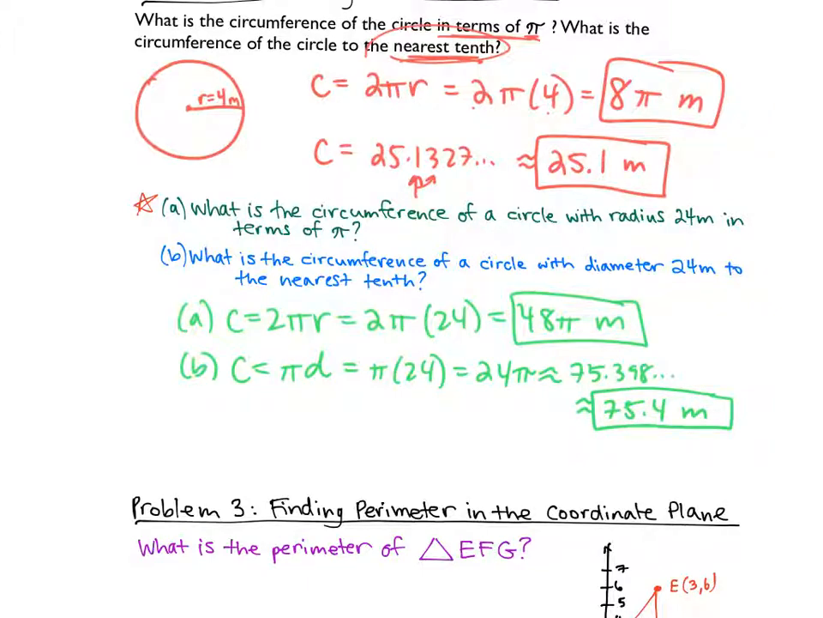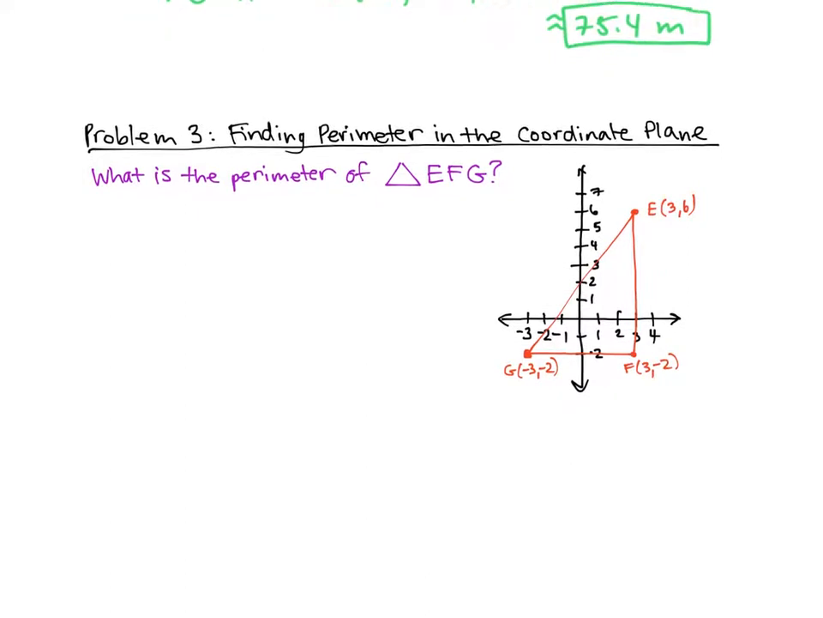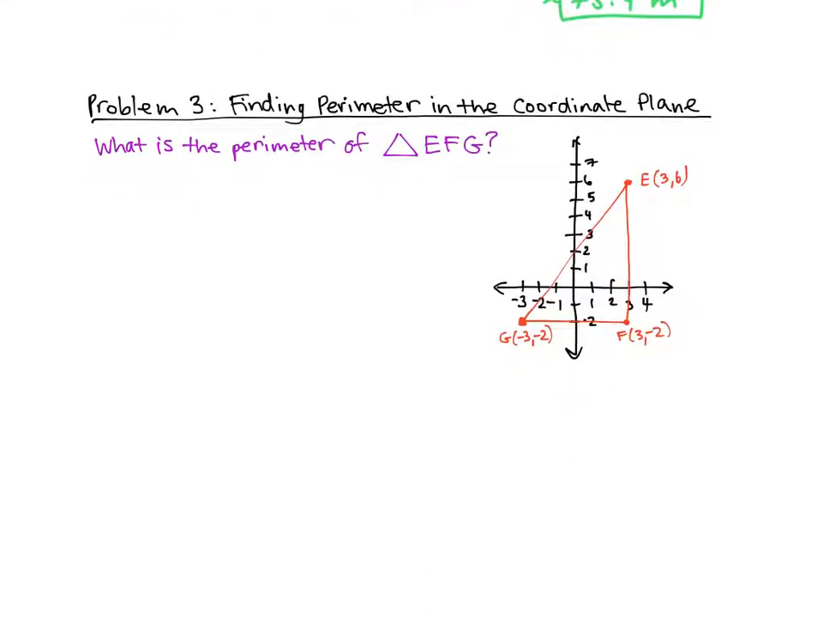Okay, so let's do problem 3. Finding perimeter in a coordinate plane. What is the perimeter of EFG? So this is a triangle on the coordinate plane, so what we're going to have to do is figure out what's this distance plus this distance plus this distance, and we can use what we just learned in the last section for the distance formula to do this one.